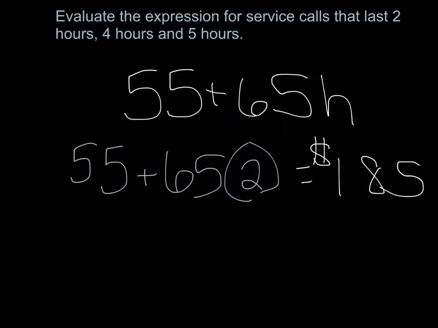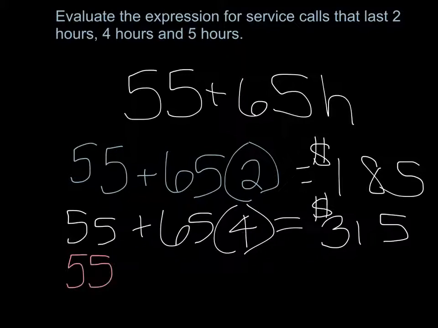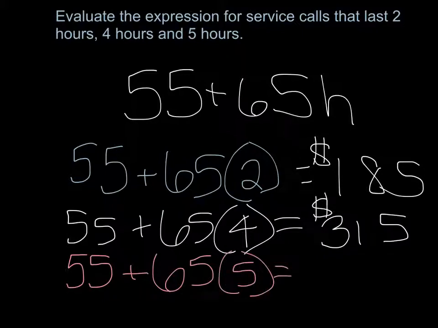Then we can solve for 4 hours. We have 55 plus 65 times 4. So again, you do the multiplication first, which gives you 260 plus 55, which is 315. And then the last example is 55 plus 65 times 5. And so if you take 65 and you multiply it by 5, you get 325. And then you add 55 and get 380.